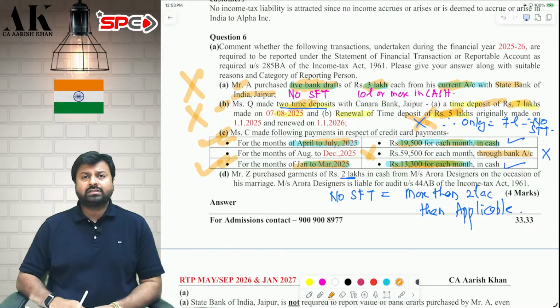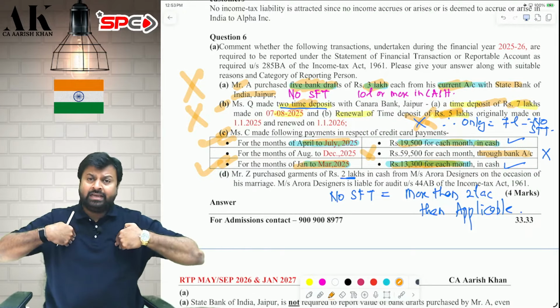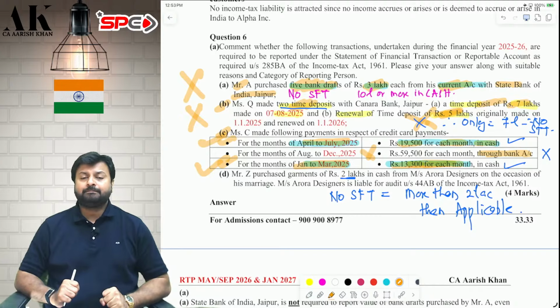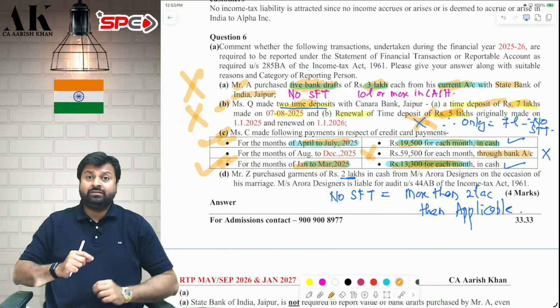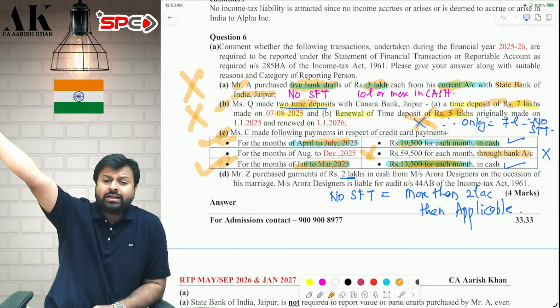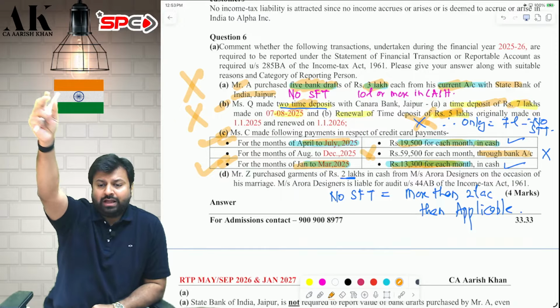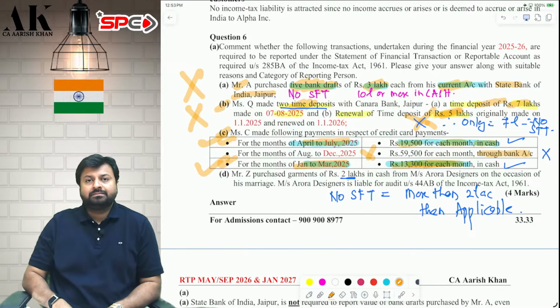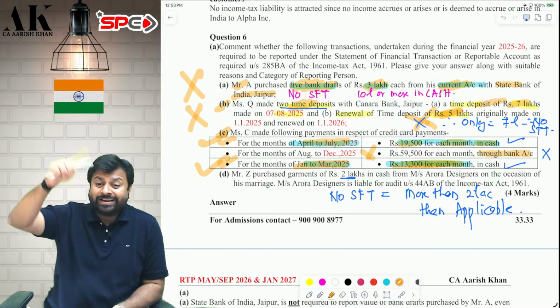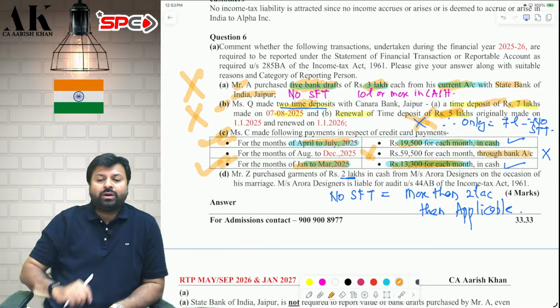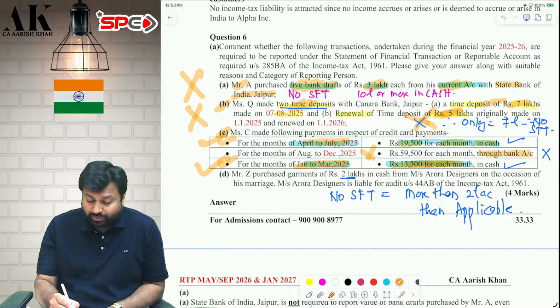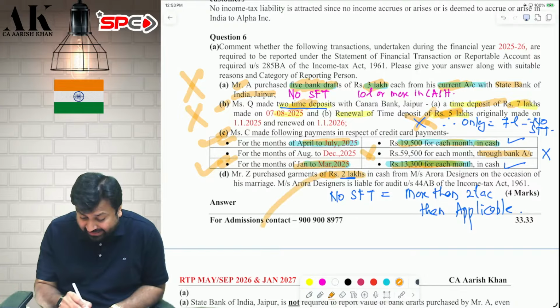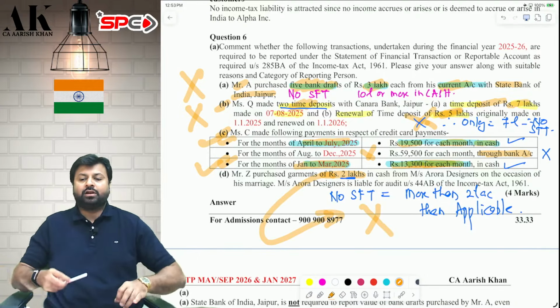And last but not least, if I am an assessee who is subject to tax audit, and if I sell any goods or provide any services, and if I receive more than 2 lakh rupees in cash, not exactly 2 lakh, more than 2 lakh in cash, then SFT is required. If it is exactly 2 lakh, then SFT is not required. In this case, check, it is exactly 2 lakh, therefore no SFT. I hope it is clear to all of you.